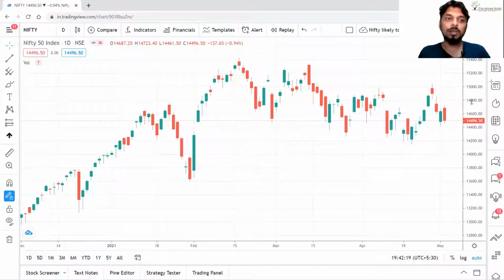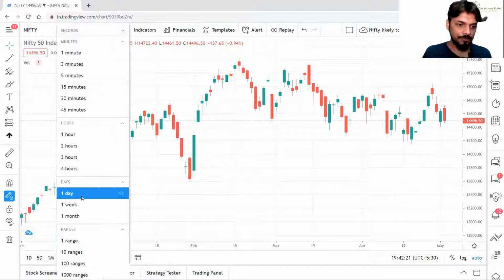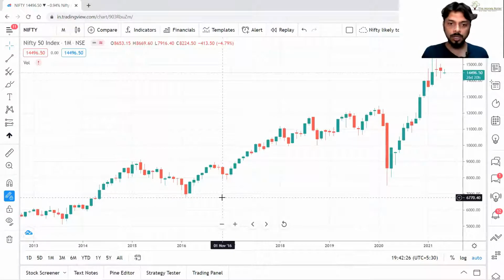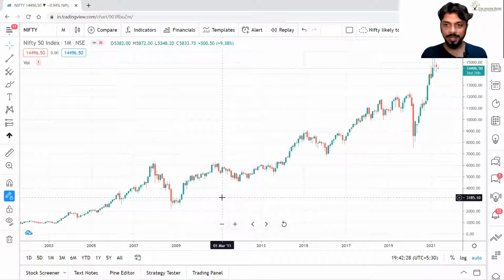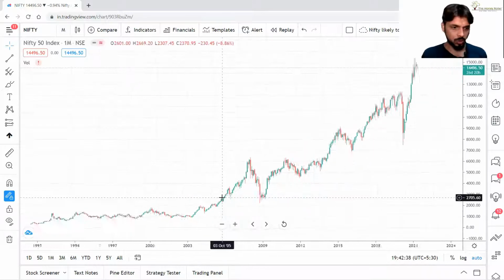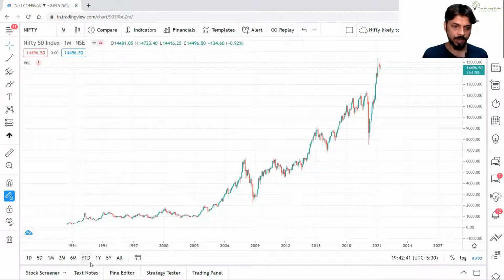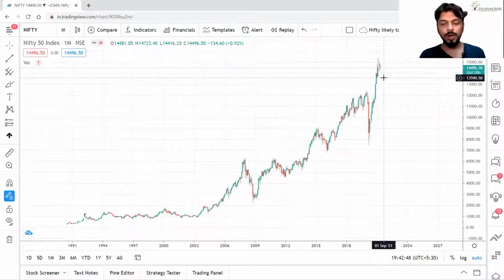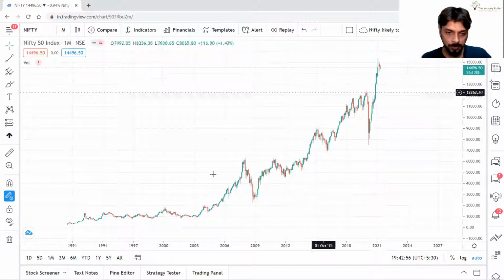Now, what is the problem with the arithmetic scale? If you are a longer time frame trader or investor, and you are analyzing a monthly chart, have a look at this. This chart is from 1991 or before also, correct? Till today, 2021. What is the problem with this arithmetic scale? Let me show you.